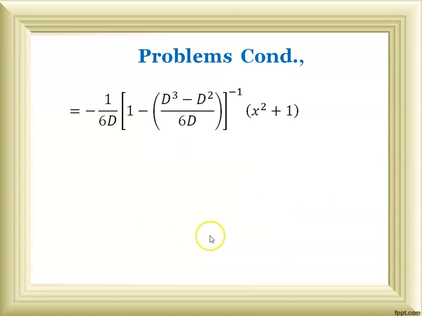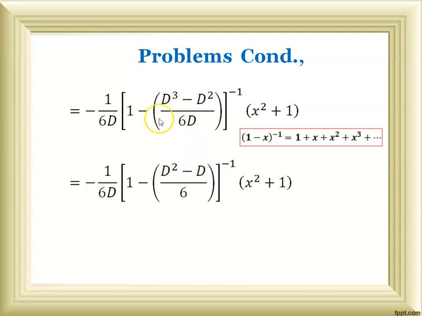Next I move the denominator term into the numerator, so the whole term becomes power minus 1. I cancel the numerator and denominator D once. The remaining terms inside are D square minus D by 6. This is in the form of 1 minus x power minus 1, where in place of x in the previous expression we have D square minus D by 6. So I develop this 1 minus of D square minus D by 6 whole power minus 1 using the binomial formula 1 plus x plus x square plus etc.